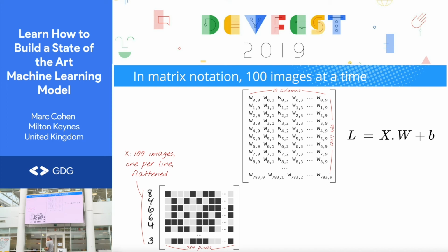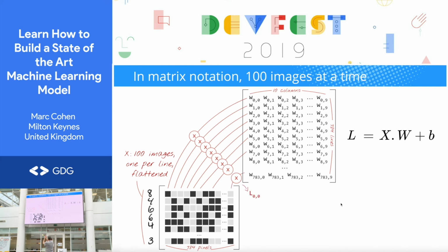Those are our 7,840 weights, the current values of those weights. And we're going to multiply those things together. For people who haven't done matrix multiplication, this is roughly the process: take the row, multiply it by the column with component-wise multiplication, and then sum them.